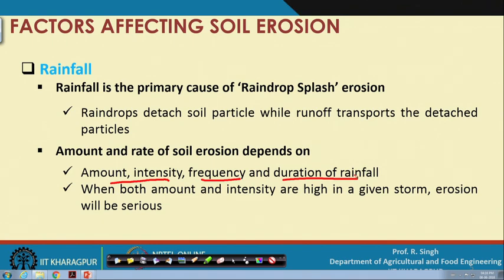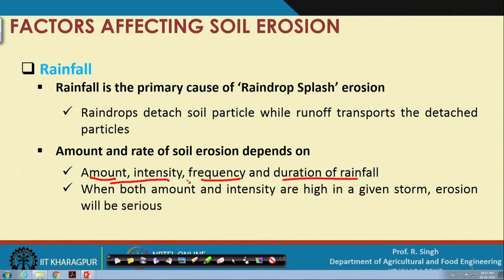As you can logically think, if the intensity of rainfall is more, that means the rainfall event will satisfy the infiltration capacity of soil much faster, and then excess rain will be converted into overland flow. Similarly, if the amount of rainfall is more, then also the same phenomenon will occur: the infiltration capacity of the soil will be quickly satisfied and the excess amount of rainfall will get converted into overland flow.